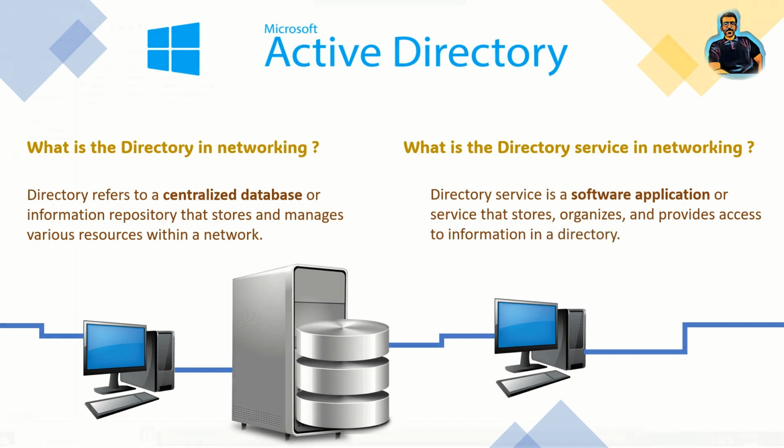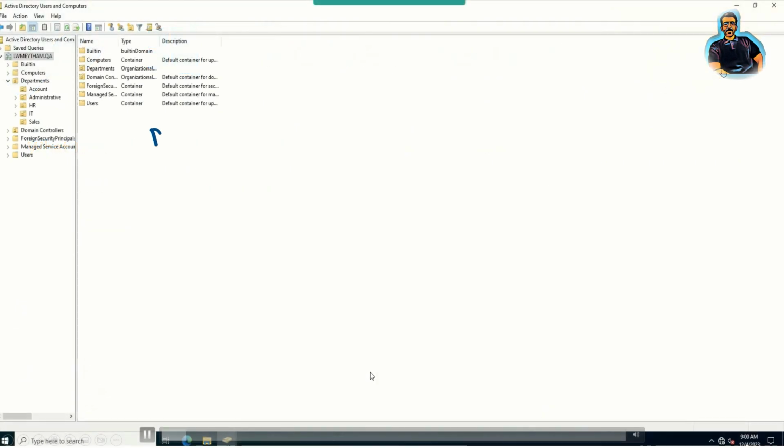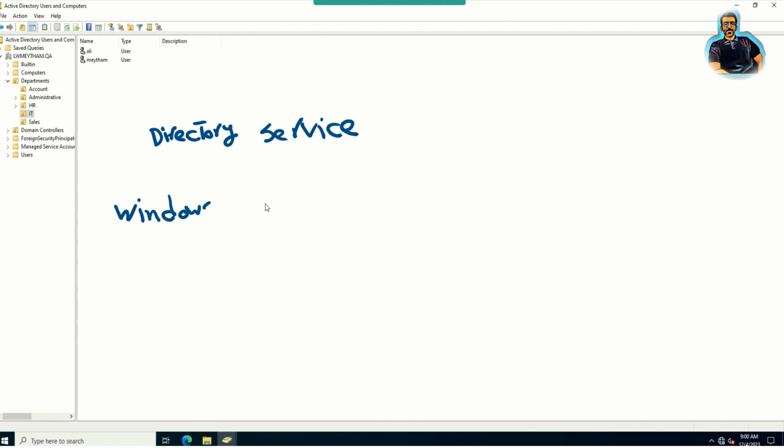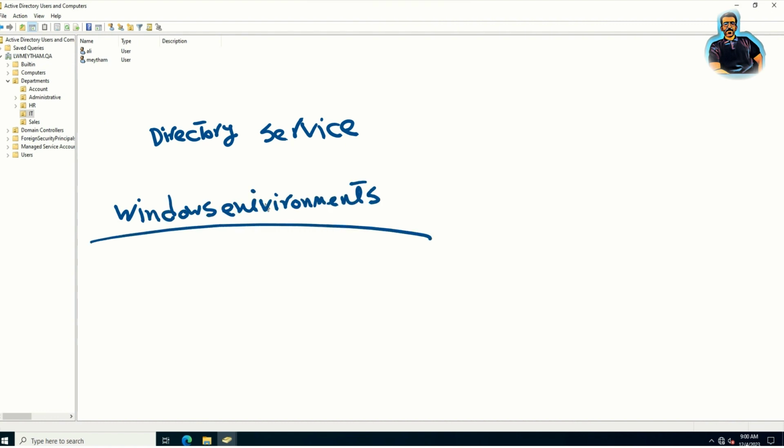a directory. Now, Active Directory or AD is a Microsoft directory service that manages users, computers, and resources in networks. It acts as a centralized database that stores information about users, their passwords, and their access rights to different network resources. Active Directory is used primarily in Windows environments, and it provides a hierarchical structure for organizing and managing resources.